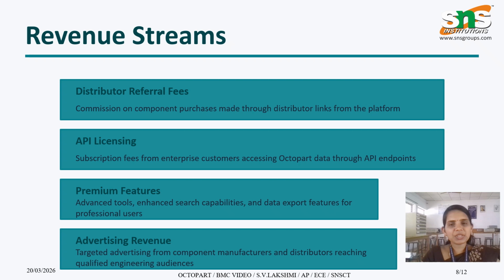The revenue streams are the referral fees from the distributors. When users click and purchase, the referral fees come along, which generates revenue. Then the sponsored listings and advertisements, API licensing, the paid API or data access services, premium analytics and business insights, and as I told, the sponsored listings from advertisement services.